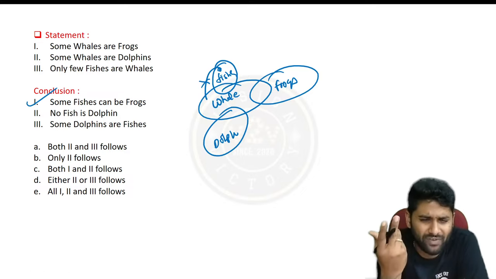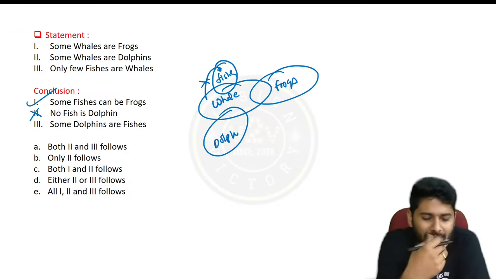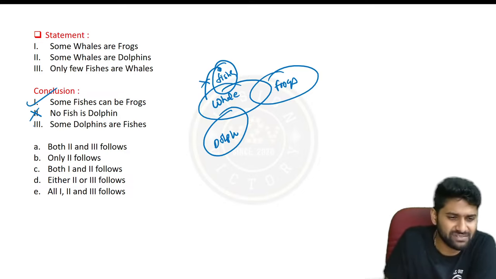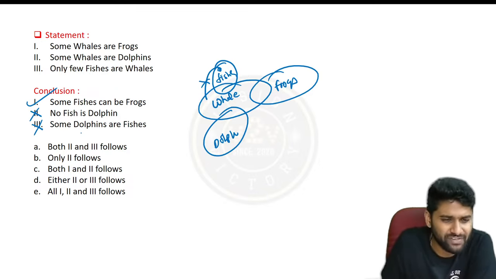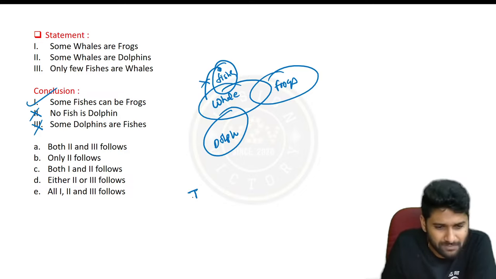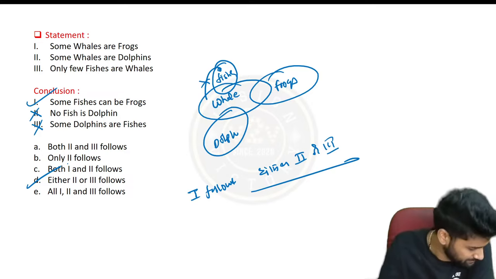We can say that all dolphins can be a fish, all fish can be a dolphin, but "no fish is dolphin" is invalid. Now, some dolphins are fishes. Guys, dolphin and fishes, we don't have any direct relation. So, only conclusion 1 follows. But we have an either-or option. Why? Because see, fish and dolphin, "no" and "some", we have a complementary pair. So, you have to choose your option: 1 follows, and either 2 or 3. But according to the options, you have to choose D.